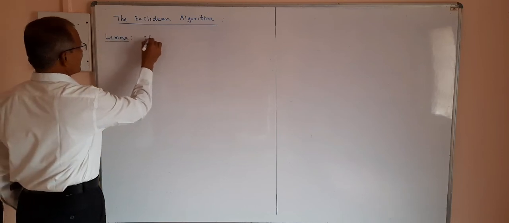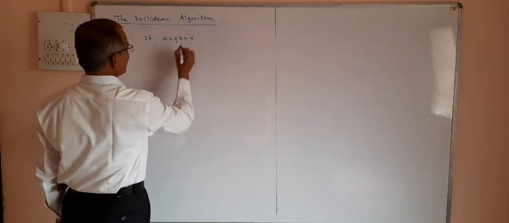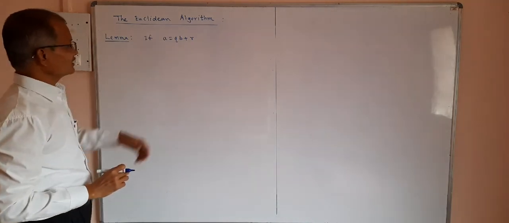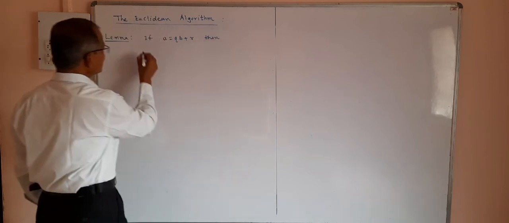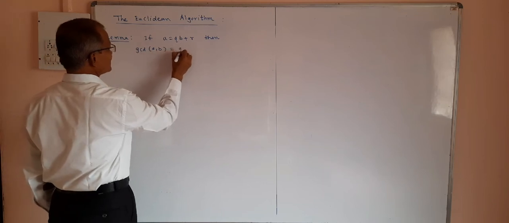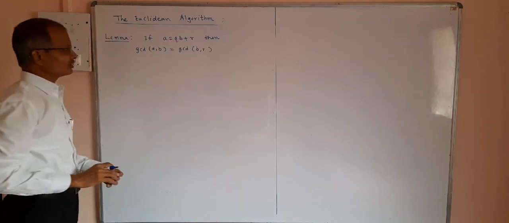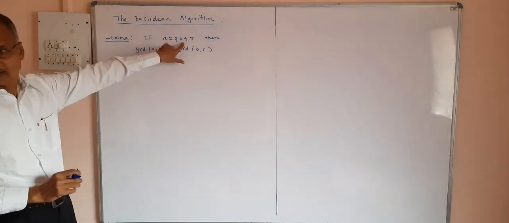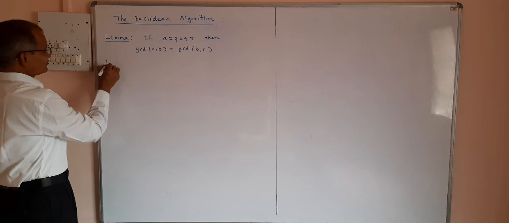If A is equal to QB plus R by the division algorithm, where A is divided by B, Q is the quotient and R is the remainder, then GCD of A, B is equal to GCD of B, R. So this we shall prove. If this is the equation where we can write, then the GCD of these two integers A and B is the same as the GCD of B and R. Now the proof.